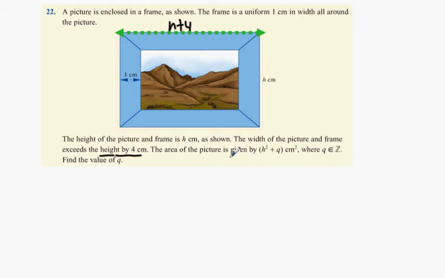The area of the picture is given by h squared plus q, where q is a constant. Find the value of q. So what we have to do is find out the area of the actual picture. Now, if I see this h plus 4 here, and I chop the two edges off, the 1 centimeter off each side, what size would be left?